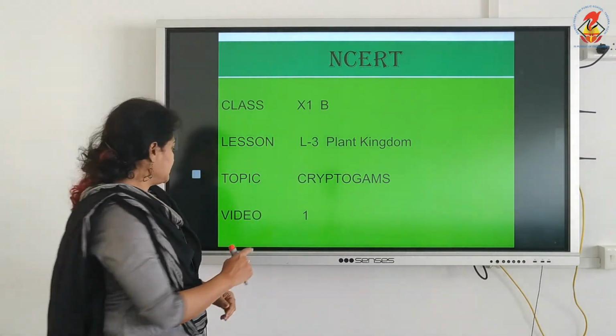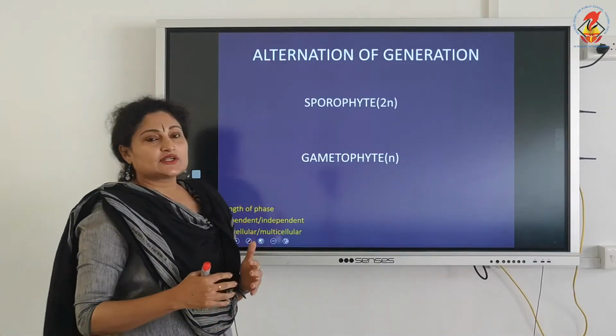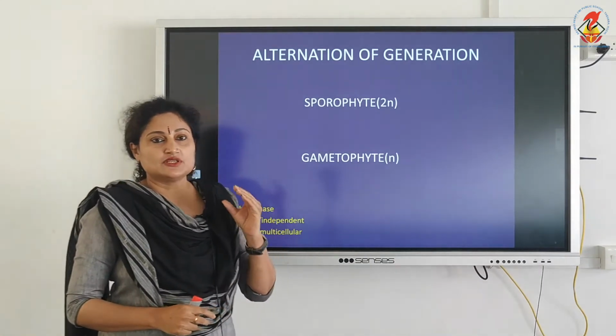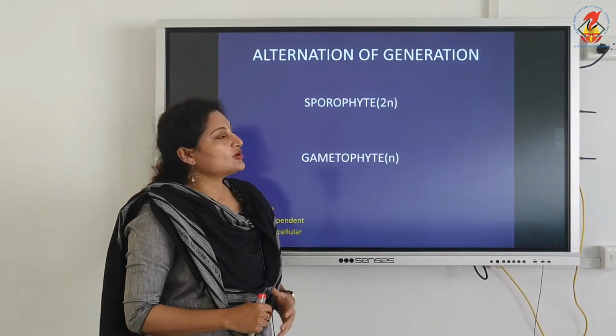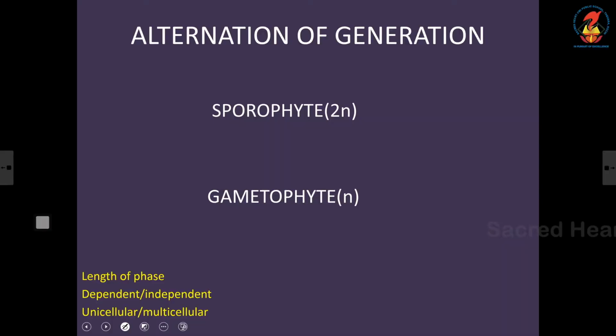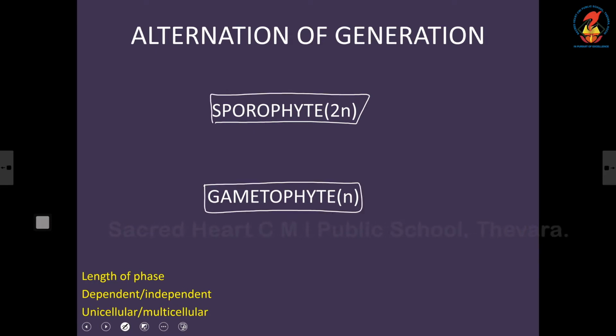So let's start. Before starting off with each division, we have to learn this concept, alternation of generation. In plants, there are 2 phases, the diploid sporophytic phase and the haploid gametophytic phase. Remember, diploid is shown in this abbreviated form, 2N, and haploid N. The sporophytic phase is diploid and the gametophytic phase is haploid.